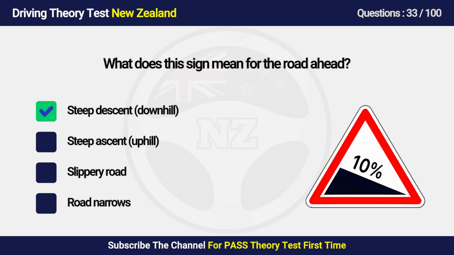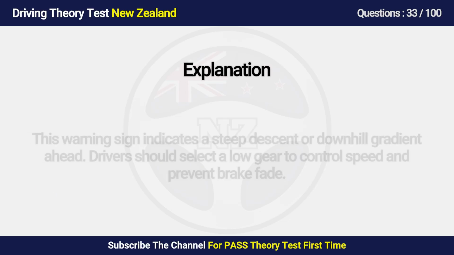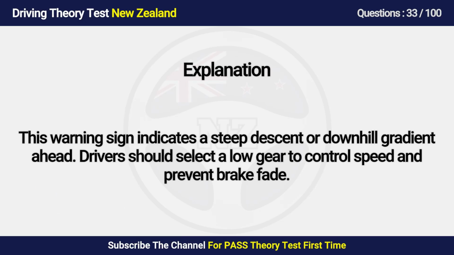Answer is A. Steep descent downhill. This warning sign indicates a steep descent or downhill gradient ahead. Drivers should select a low gear to control speed and prevent brake fade.